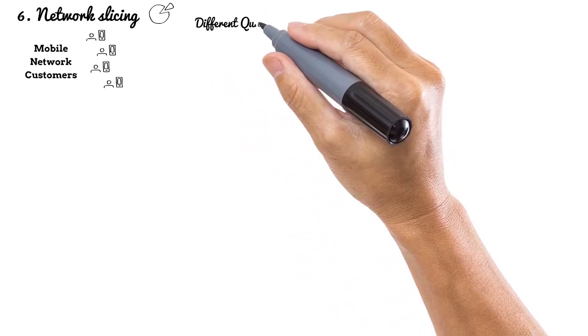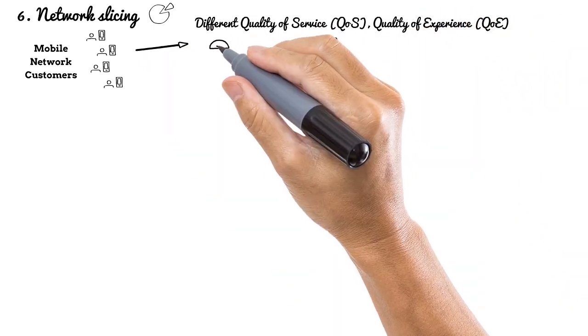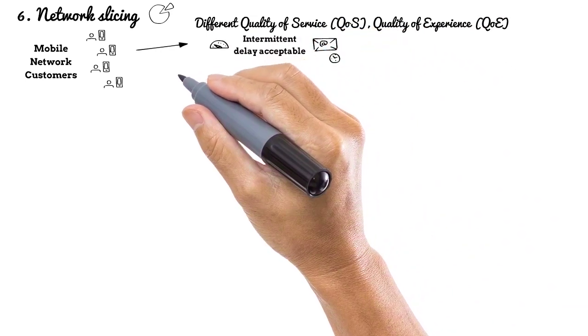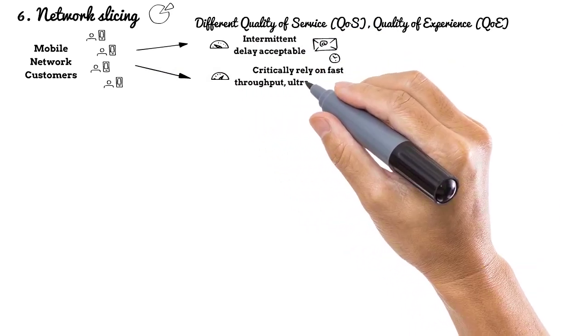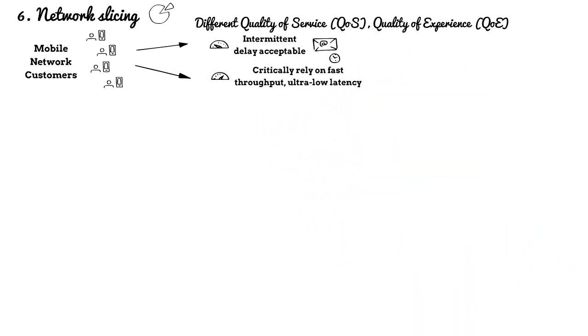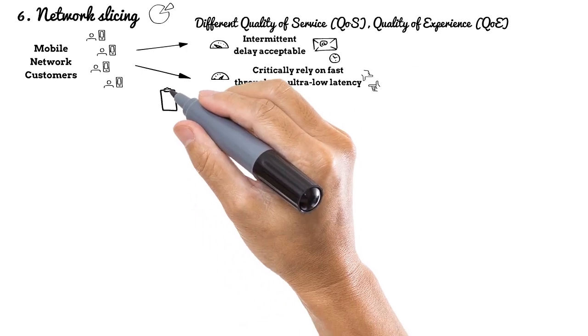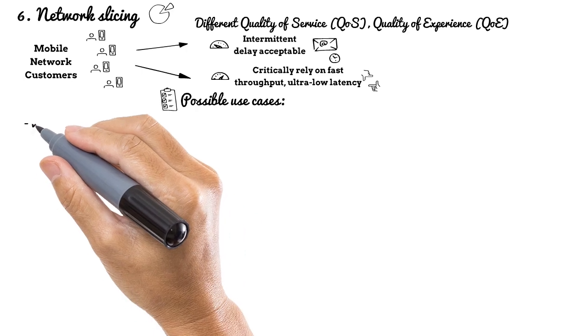They are not equal. Some of them require different quality of service, different quality of experience. You may not care about intermittent delays when receiving email or a message on your mobile phone, but there are some customers who critically rely on extremely fast throughput, ultra-high availability, and ultra-low continuous network latency, which is the time for data to travel between source and destination. Just imagine possible use cases when a mobile network may be involved.